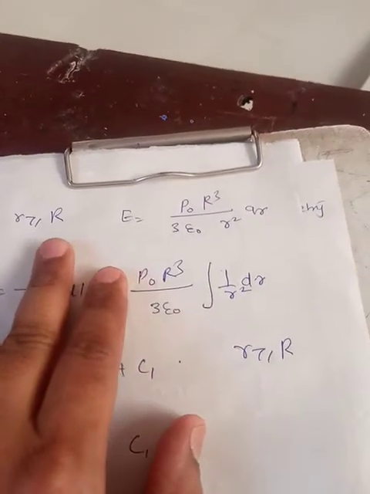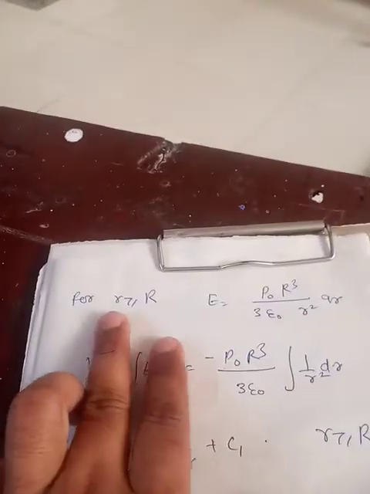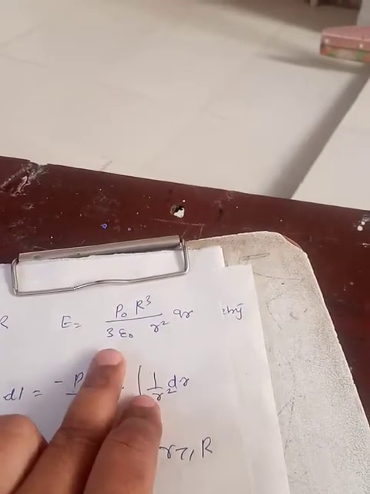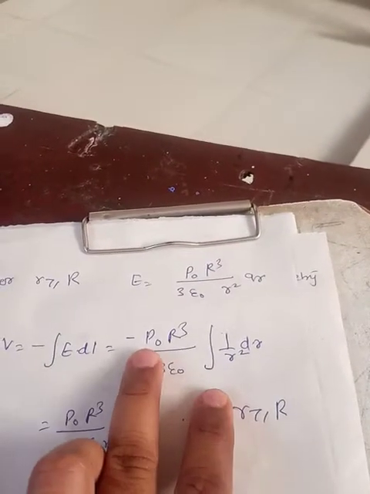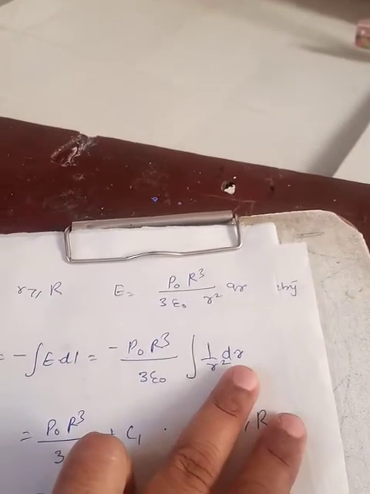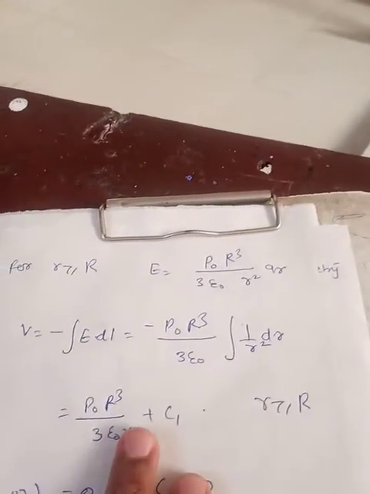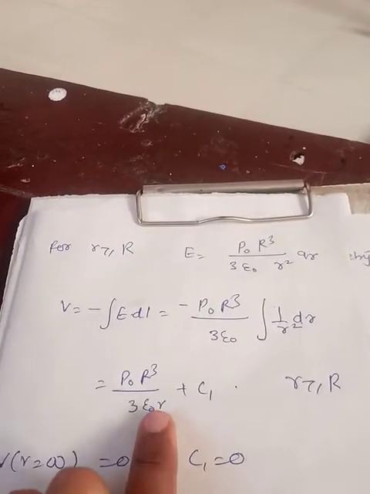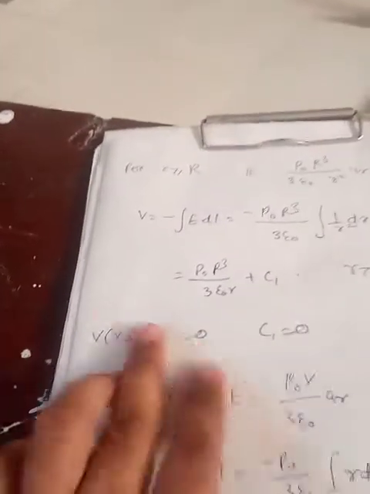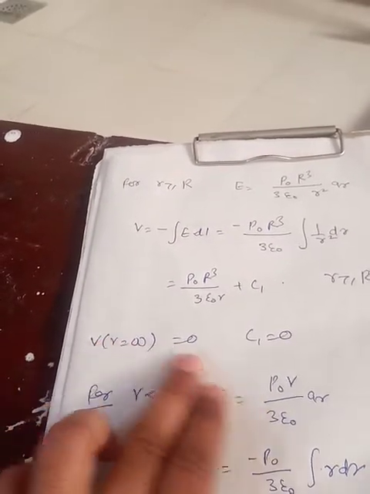Already we have calculated the electric field for the case when small r is greater than capital R. The electric field intensity we have already derived is rho_0 R cube upon 3 epsilon 0 r square a_r. Putting the value of E here, we get minus integral of rho_0 R cube upon 3 epsilon 0 times 1 upon r square a_r dr. If you solve this integral, we get rho_0 R cube upon 3 epsilon 0 r plus c1. At r equal to infinity, V will become 0 and c1 will become 0.